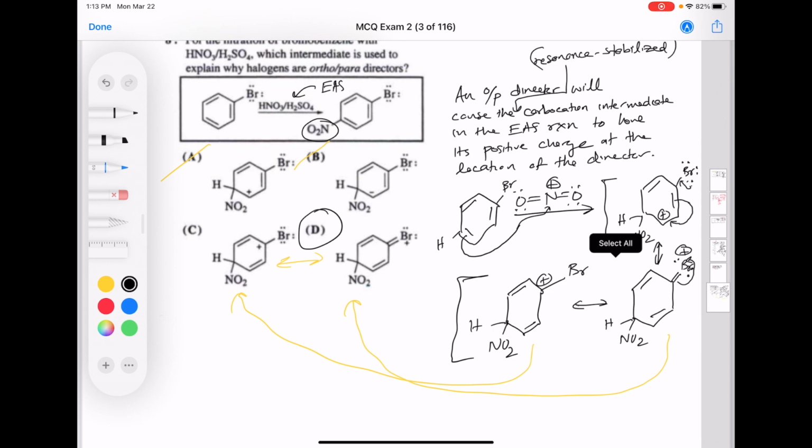I know this was a rather conceptually heavy question, but I would highly recommend that you check out the online resources about what makes a site an ortho-para director and a meta director. That's a whole other concept as well. I would highly recommend the source Master Organic Chemistry. If you just go on Google and type in Master Organic Chemistry, you will go to a website where there are a lot of blogs and information posts about all these topics that we covered today. I would highly recommend that as additional study material for your upcoming exam.